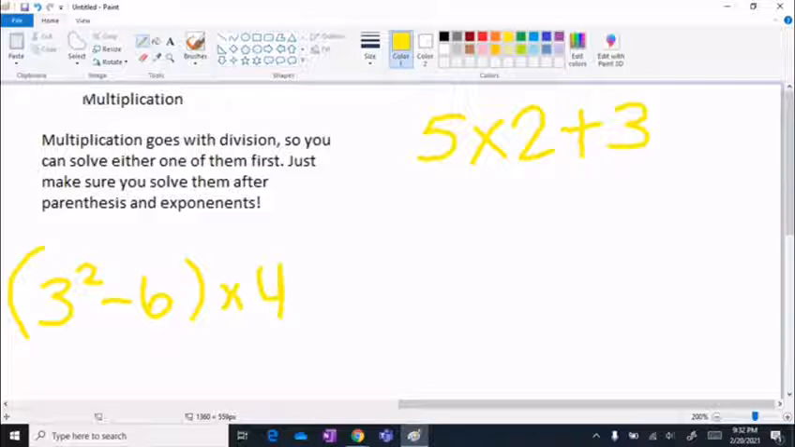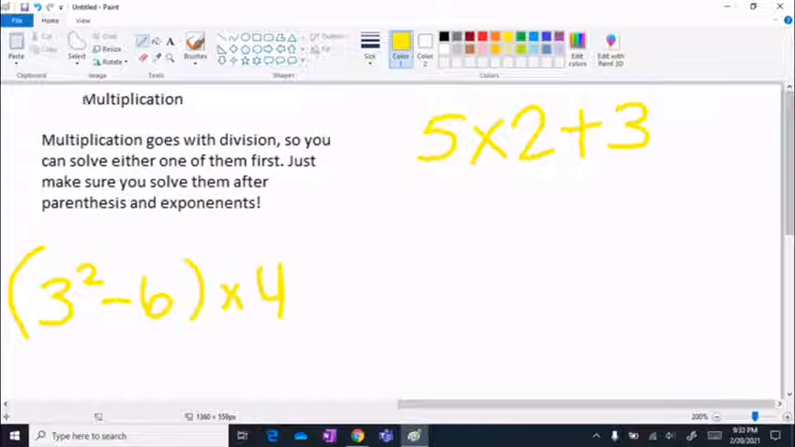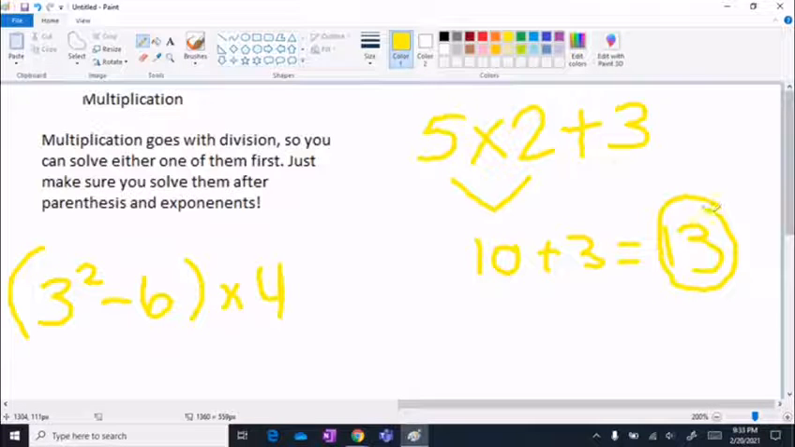Now, this is where it gets confusing to a lot of people. A lot of people might solve 2 plus 3 first. 2 plus 3 is 5, and 5 times 5 is 25. But that's where it's wrong. In the order of operations, multiplication and division come first before addition. So you can't solve with the addition first, you gotta do multiplication first. We can do 5 times 2, which is 10, and drop down the plus 3, which gets us 13, and that's the answer to our first numerical expression with multiplication.